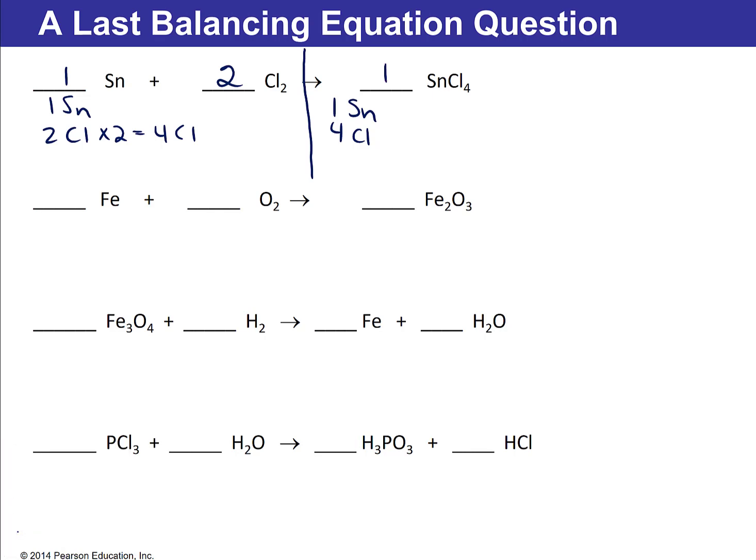Next one. Draw a line, make the list. 1 Fe and 2 oxy. I write oxy because otherwise that looks like a 20 to me. But you don't have to, that's just what I do.